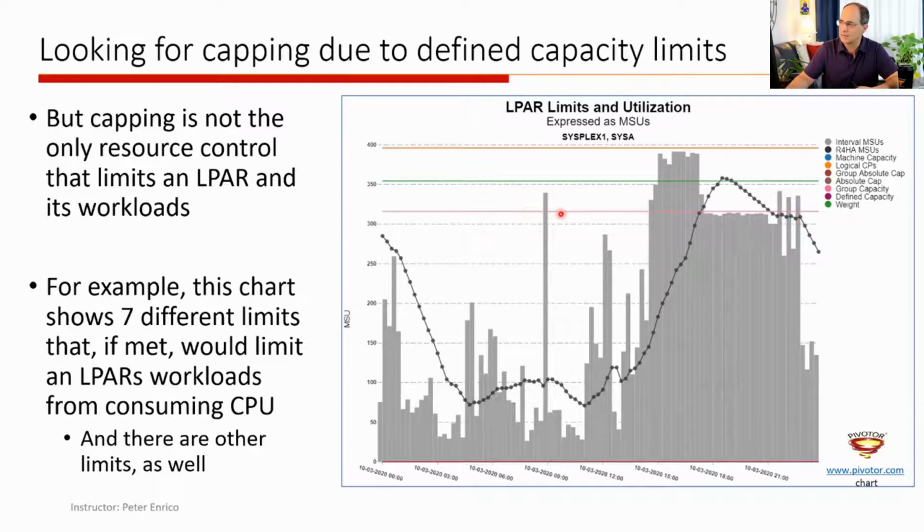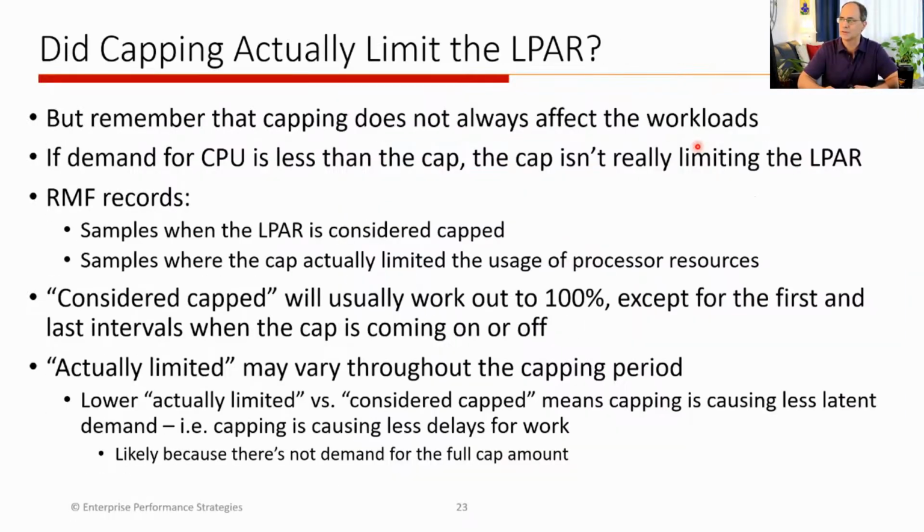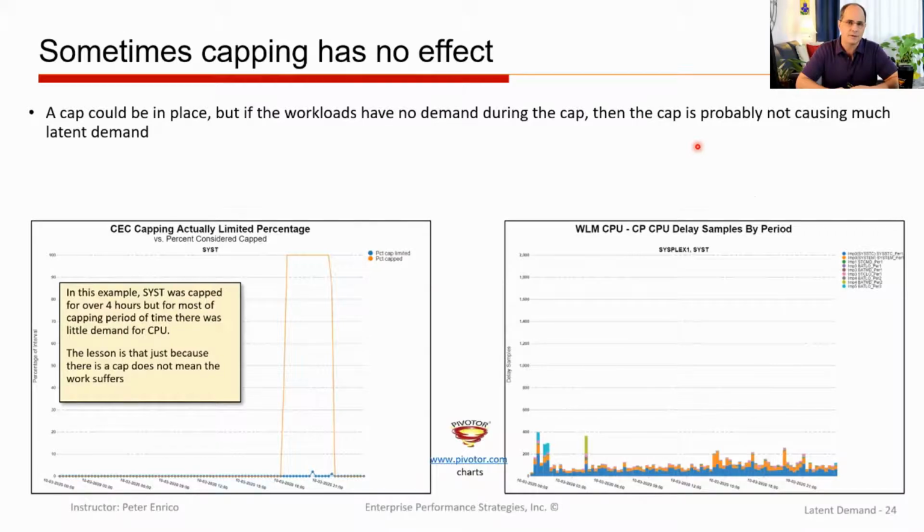Had this defined capacity limit not been here, one of these other constraints would have hit. Actually, we know that here the 100% utilization of the LPAR and of the machine also hit, so we can expect latent demand during these periods of time as well. So the point is just looking for periods of time that you have latent demand.